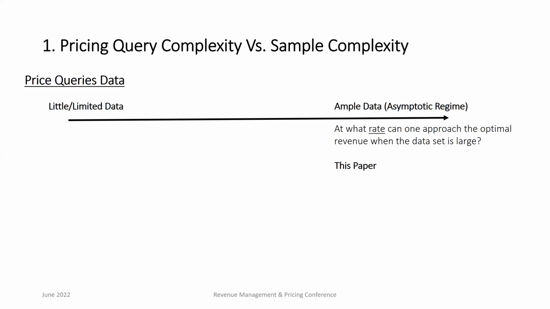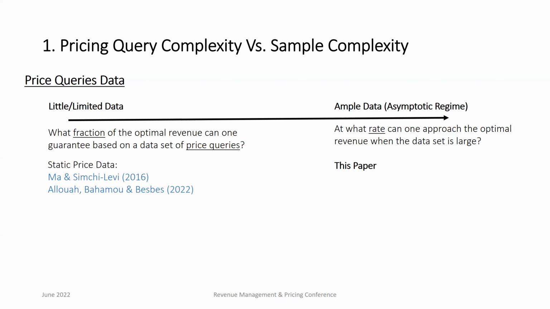Now turning to the price queries data, what we have here on the right side is basically the present paper that considers a data set of price queries and asks what is the rate at which one can approach the optimal revenue when the data set is large. And in this sense, the comparison to Wang et al. is very sensible. But also, considering data of price queries, there are papers that are very relevant that considered limited data. First, there are also papers that consider no data at all and ask what fraction of the optimal revenue can be guaranteed.